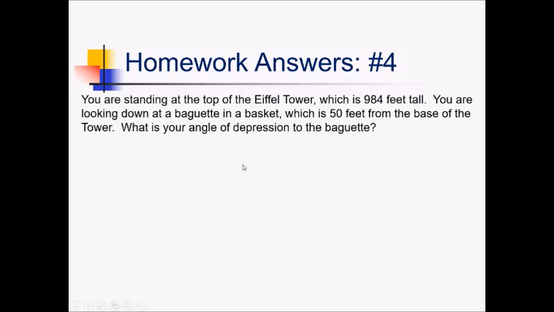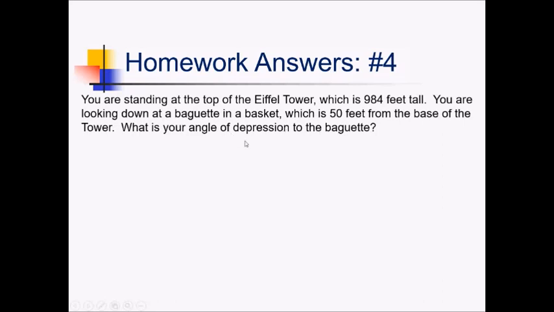For this one, we're standing at the top of the Eiffel Tower. Lucky us. That's 984 feet tall. I bet it's a great view. And, of course, we're thinking about food. We're looking down at a baguette in a basket, which is 50 feet from the base of the tower. We want to know the angle of depression to that baguette for whatever reason.